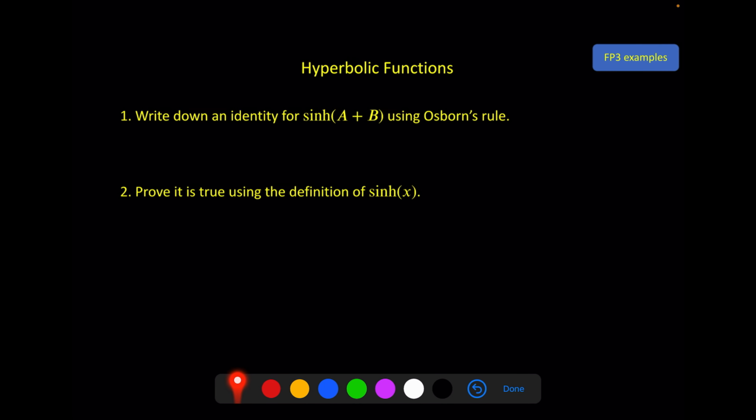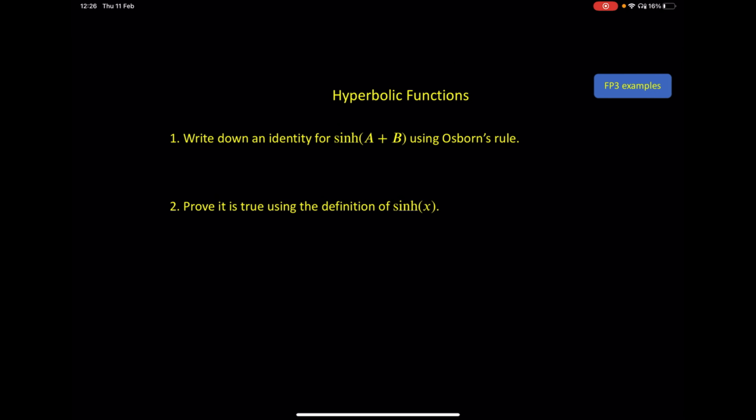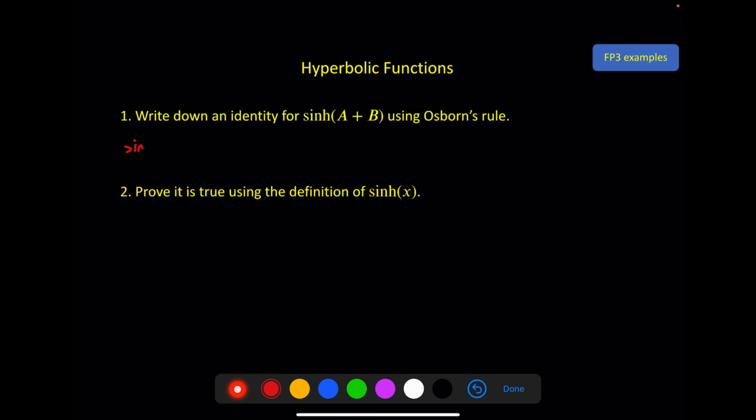So I'm going to go through a few of these examples. We've got four examples. Write down an identity for sinh(a + b) using Osborne's rule. So using Osborne's rule, that means I need to start with a trigonometric identity, otherwise I've got nothing to apply the rule to. And I know that sin(a + b) is equal to sin a cos b plus sin b cos a. Now I'm pretty sure that one is given in the formula booklet.